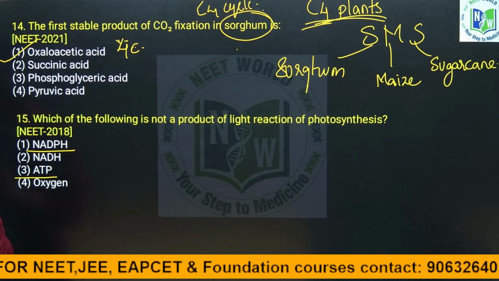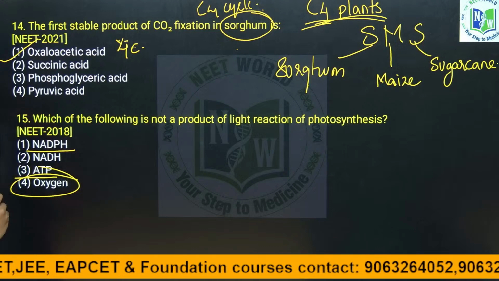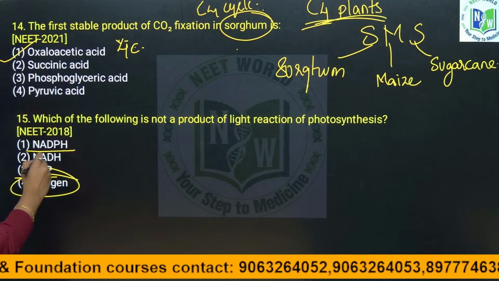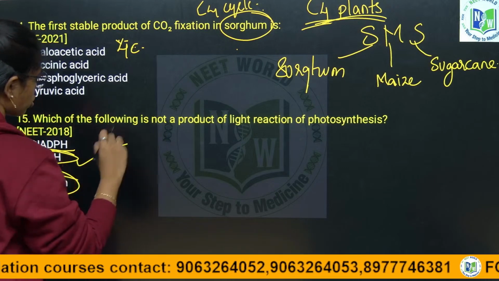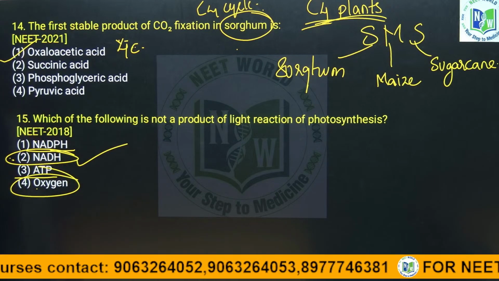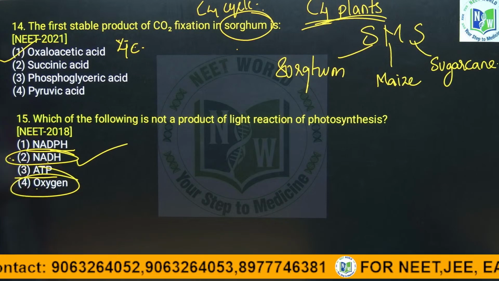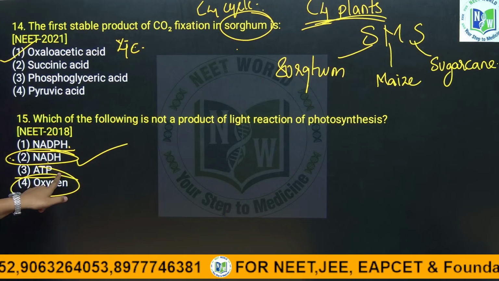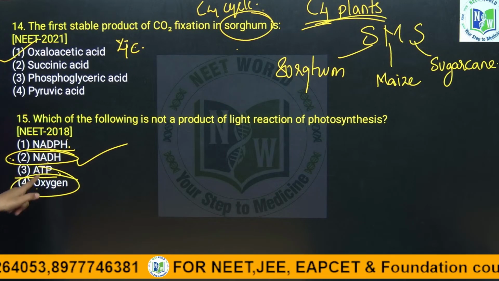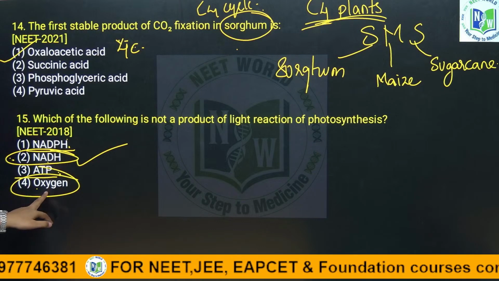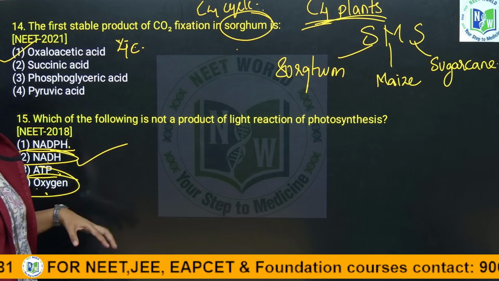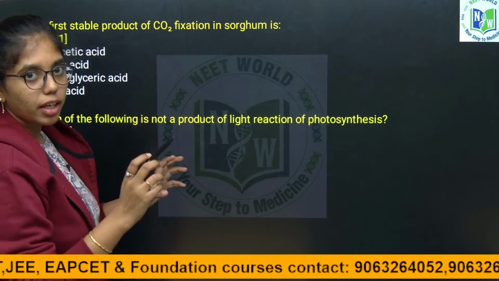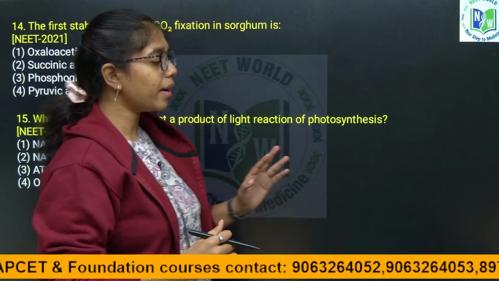Next, which of the following is not a product of the light reaction of photosynthesis? ATP and NADPH are formed. Oxygen is formed due to the photolysis of water. So all these three are products of the light reaction except NADH. So option 2 is the answer here, because NADH is not a product of the light reaction. NADPH and ATP are the products, the assimilatory power formed at the end of the light reaction, and oxygen is formed as a result of photolysis of water. Clear? These are the PYQs from the chapter photosynthesis in higher plants.